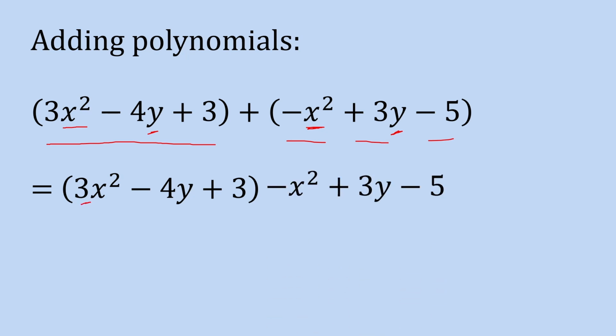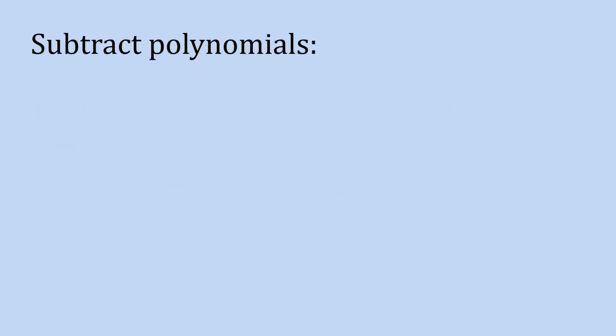So 3 minus 1 is equal to 2x^2. Here minus 4y, here plus 3y, so minus y. Then plus 3 minus 5, so minus 2. So 2x^2 minus y minus 2. This is the answer.